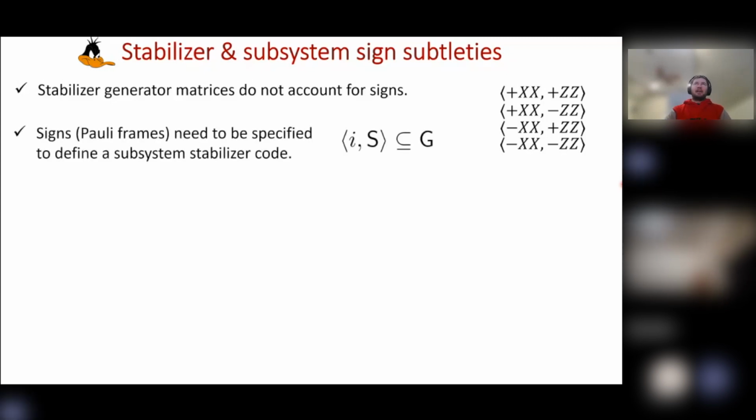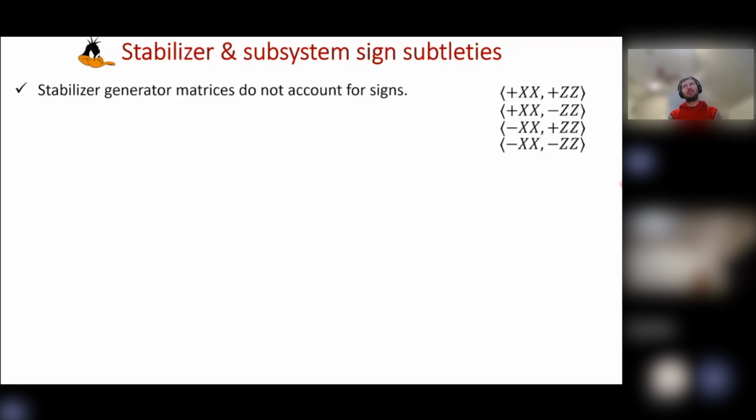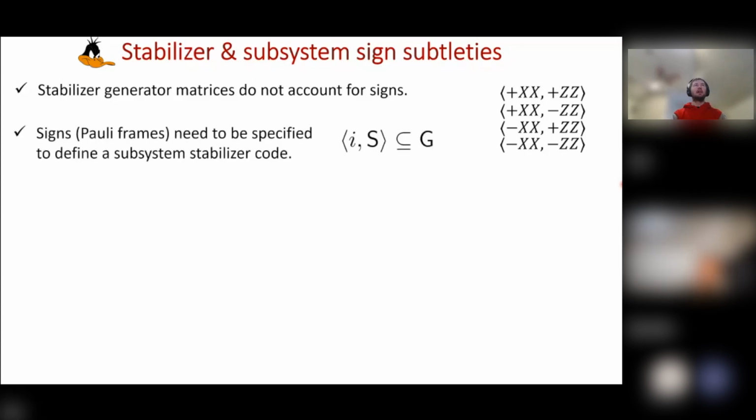Right, and all your favorite, naive guesses of how to handle stabilizer generator matrices and stabilizer formalism do not account for signs. The sign in these numerical techniques is actually a little extra thing you have to carry around for each stabilizer, mind you. See, for each check. And these signs need to be defined to specify exactly which subsystem code you mean.